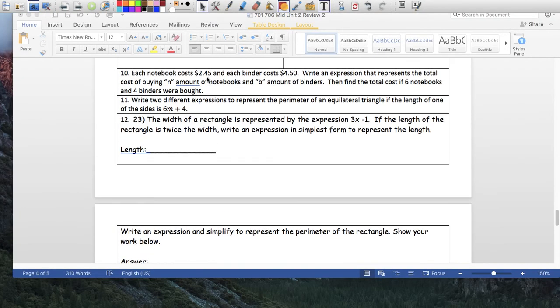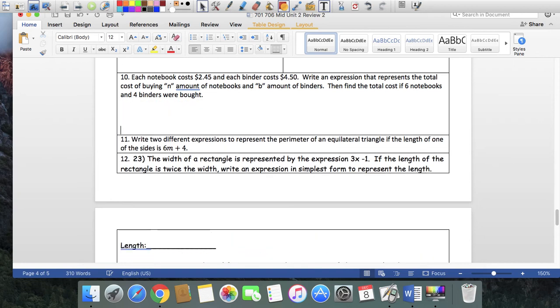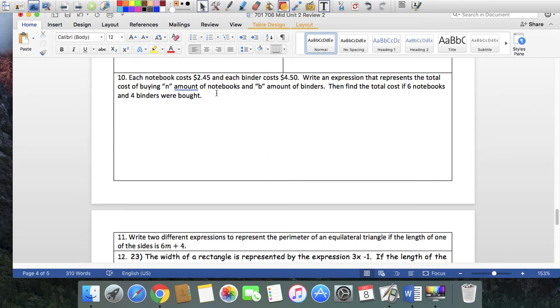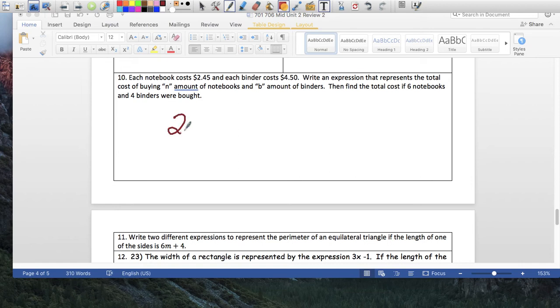10. So we're back to that notebook. Oh, it's a notebook now. So I bought notebooks. Each notebook costs $2.45. Binders cost $4.50. Write an expression to represent the total cost of buying N amount of notebooks and B amount of binders. So if I go into a store and each notebook that I buy is going to cost $2.45, and I bought N of them, which represents a number that I know, so I'm going to multiply 245 times N. I'm also buying binders, and the binders cost $4.50, and I'm going to multiply that by the number of binders that I buy, which in this case is represented by B. So 2.45 times however many notebooks plus 4.50 times however many binders I buy would give me my total.